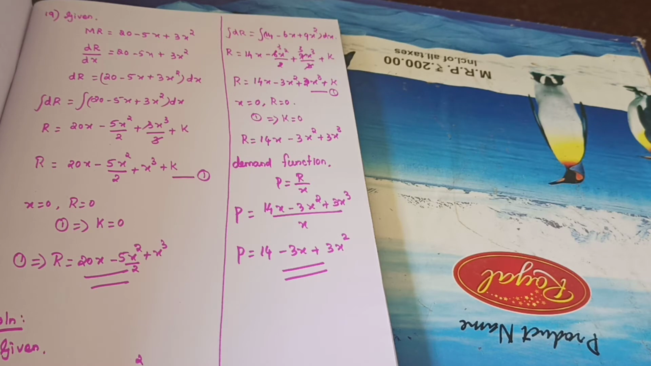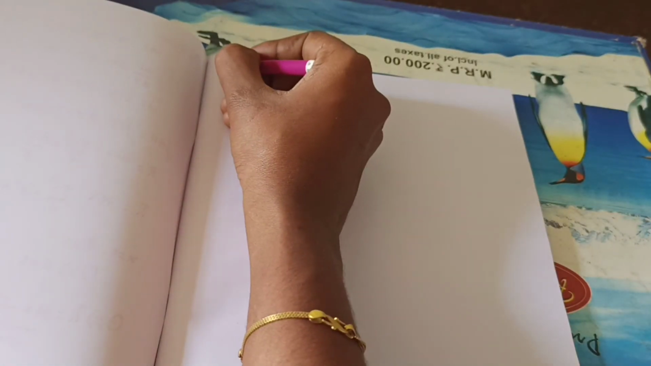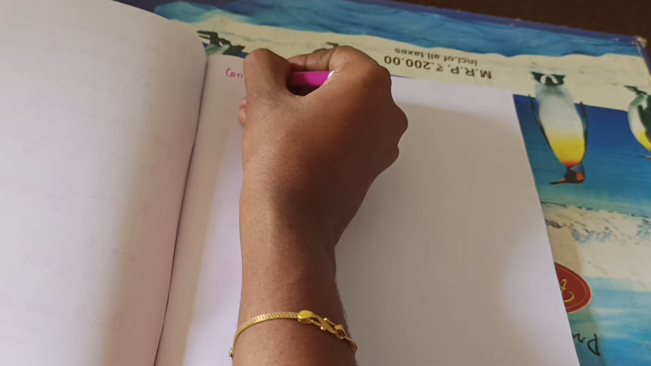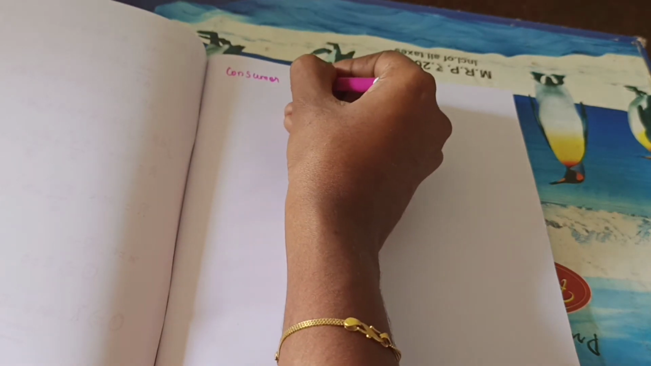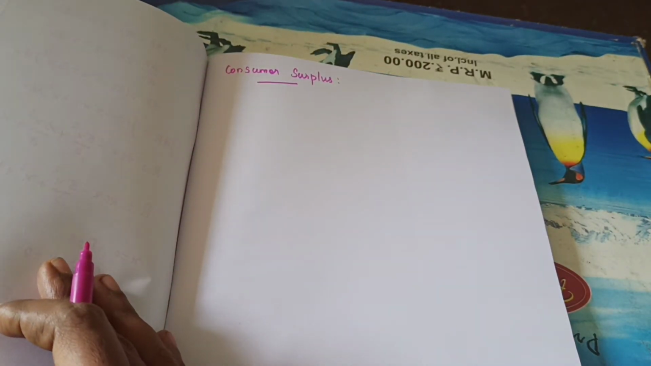Understand, students? Okay, we'll start the next section, consumer surplus. There also there's a small section. We are going to learn two formulas there, consumer surplus and producer surplus. According to that we are going to do the problems. Next, take down in your notes and put down the heading consumer surplus.